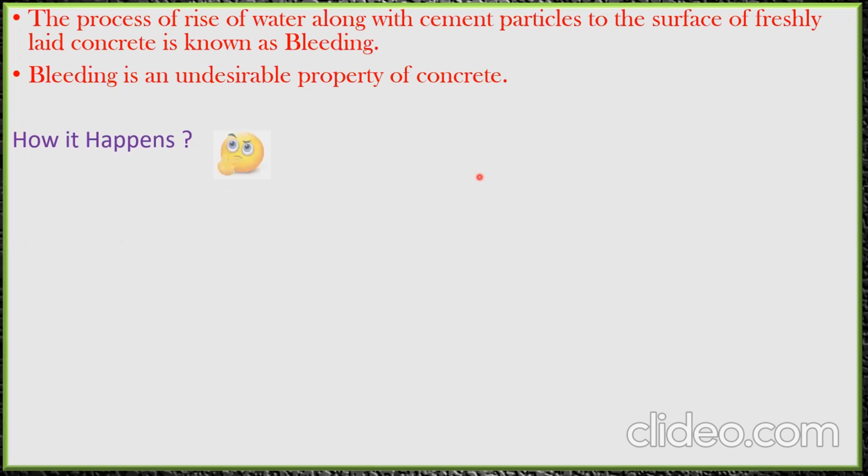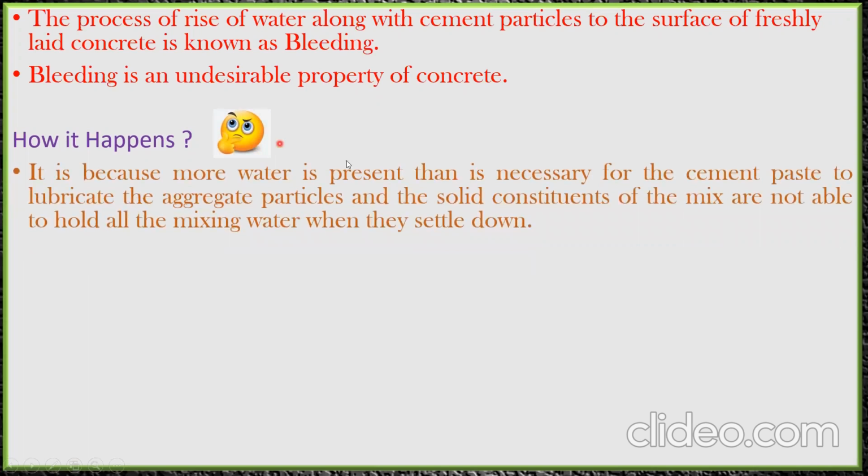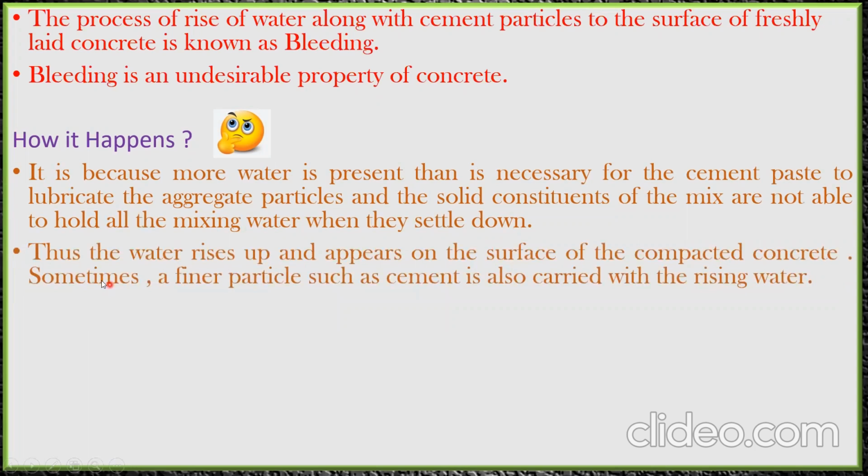So how does it happen actually? The first reason is that more water is present than what is actually needed for the cement paste to lubricate the aggregate particles, and the solid constituents of the mix are not able to hold all the mixing water when they settle down. The second is that the water rises up and appears on the surface of the compacted concrete. Sometimes a fine particle such as cement is also carried with the rising water, and we call that laitance, and we'll see what laitance is all about.